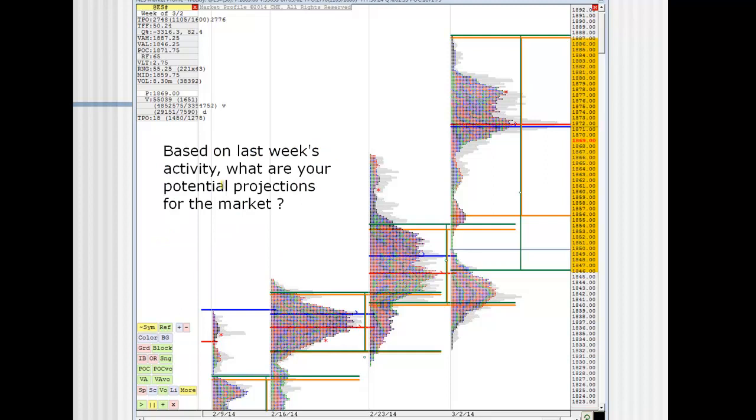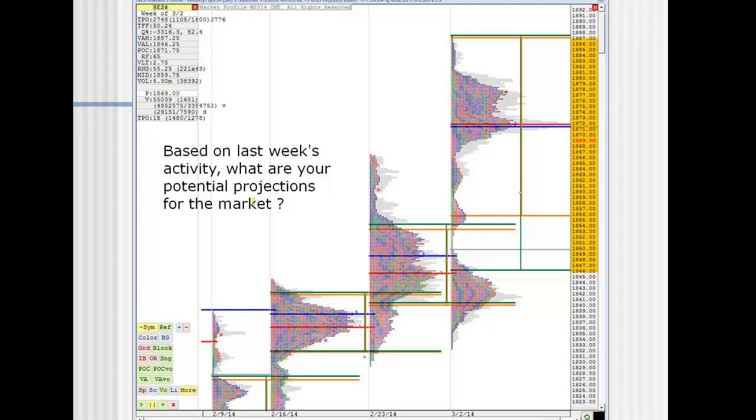Based on last week's activity, what are your potential projections for the market? All right. Now, herein lies one of the analytical processes that I really want to share with you in these lessons, and that is to begin to take a look at the market, analyze it, and project. Here's what I think is likely to happen, and then as the market begins to develop, you need to take a look and see, is your projection on track or not? This helps you, again, to stay on the right side of the market, and it helps you to get out quickly if, in fact, things are not developing according to your projections.